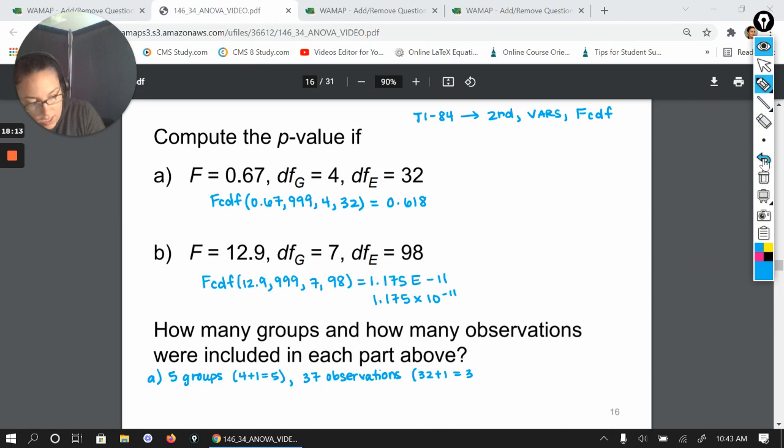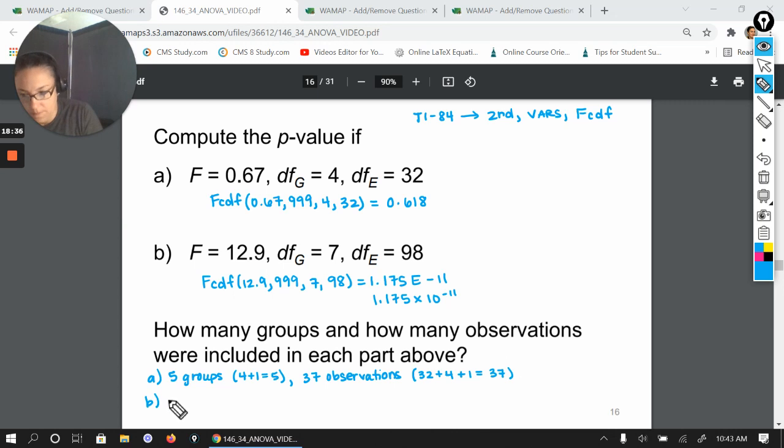If I take the degrees of freedom from both parts, 32 plus 4, and then I add 1 to that, I get 37. So that's the total. The total degrees of freedom plus 1 gives me the total observations.